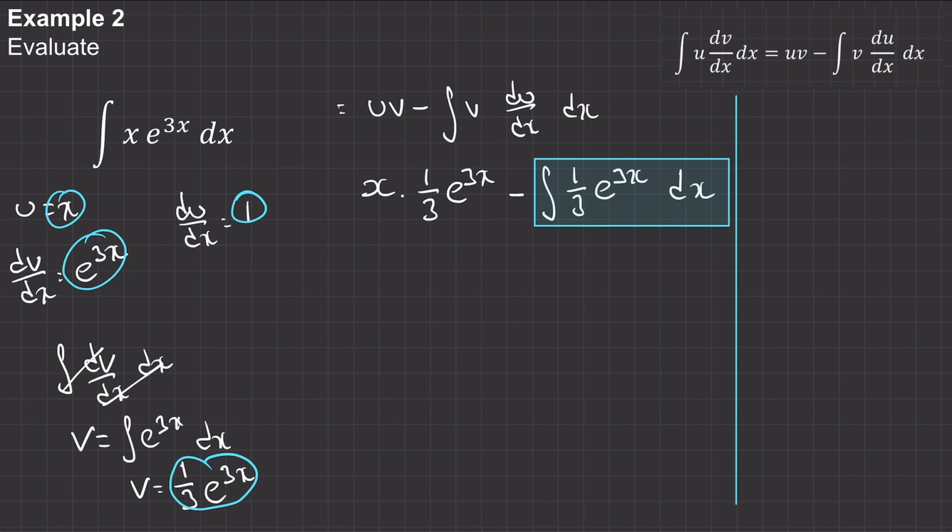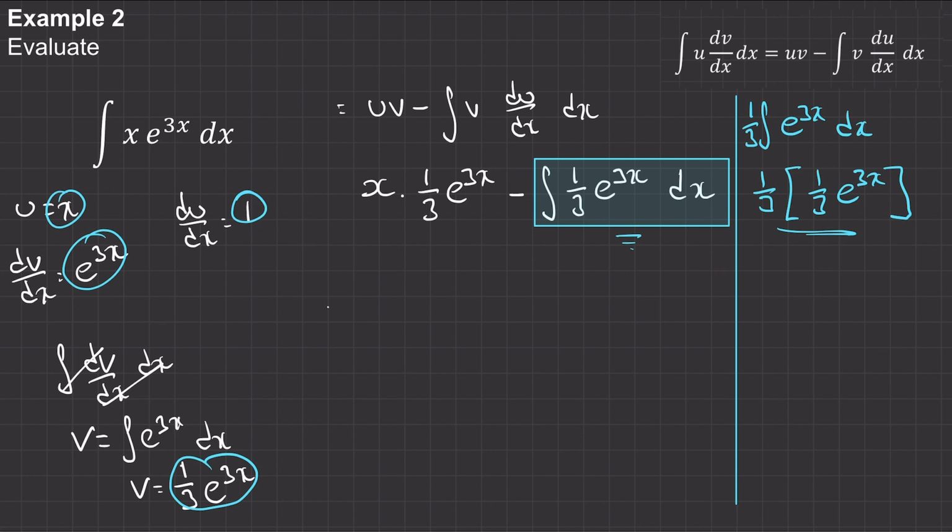So we want the integral of 1/3, which I'll move out in front, of e to the 3x with respect to x. But this is exactly what we just worked out over here. And we know that this is 1/3 of 1/3 e to the 3x. So this is this bit here.